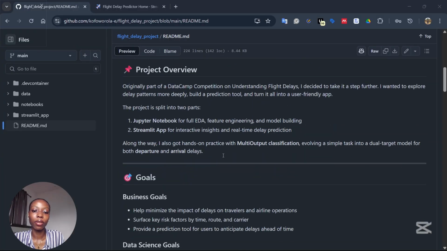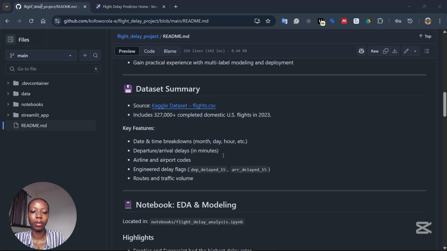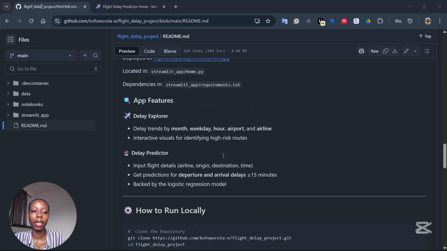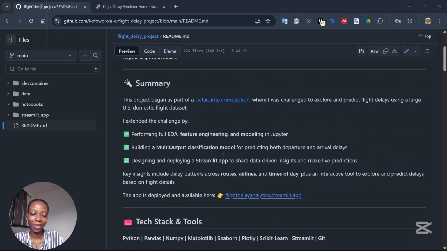This is the readme for the project, and it has all the necessary information and details. You can go through it and let me know your thoughts.